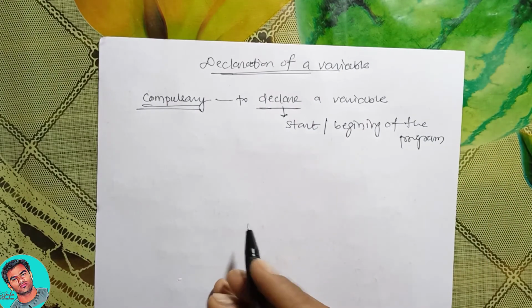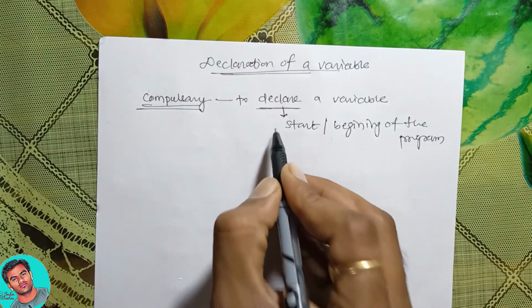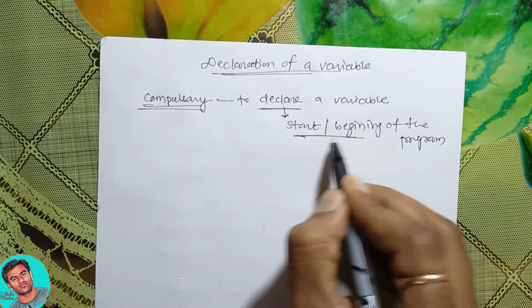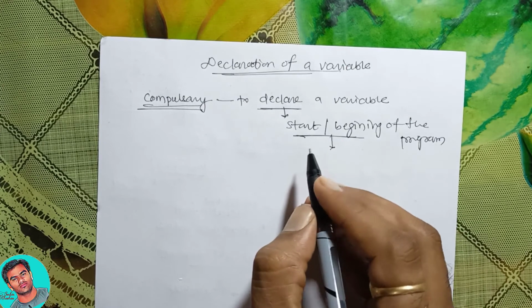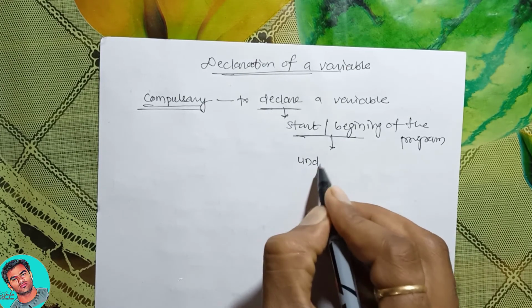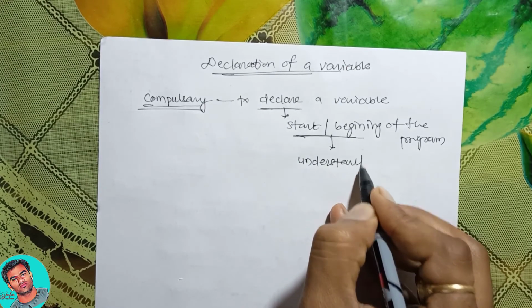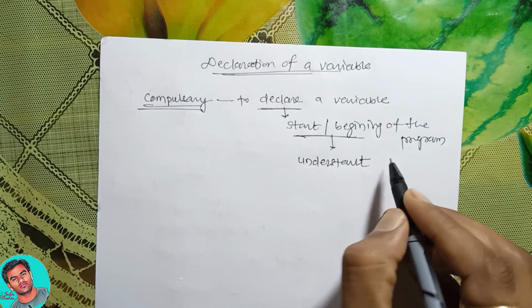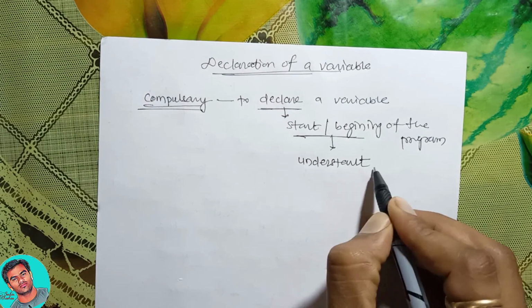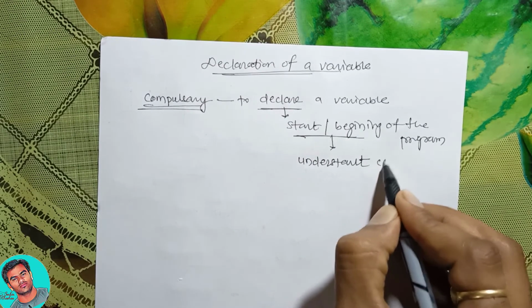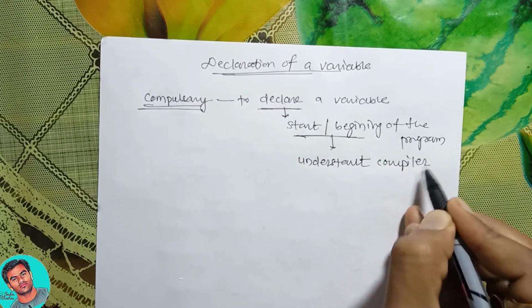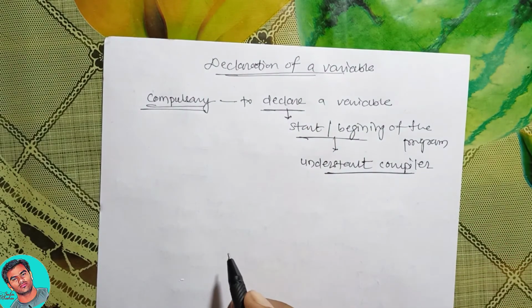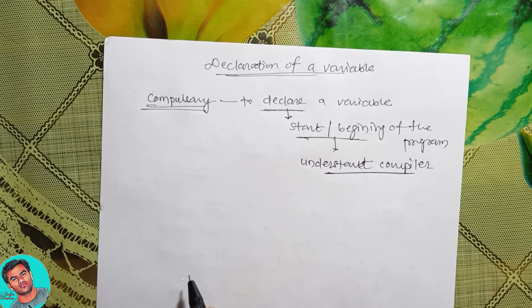Now for what purpose are we going to declare it at the start or beginning? Because it is necessary for a compiler to understand what kind of variable is there, or what kind of data it is going to handle. Please pardon my English here. This is very much needed for the compiler to understand.